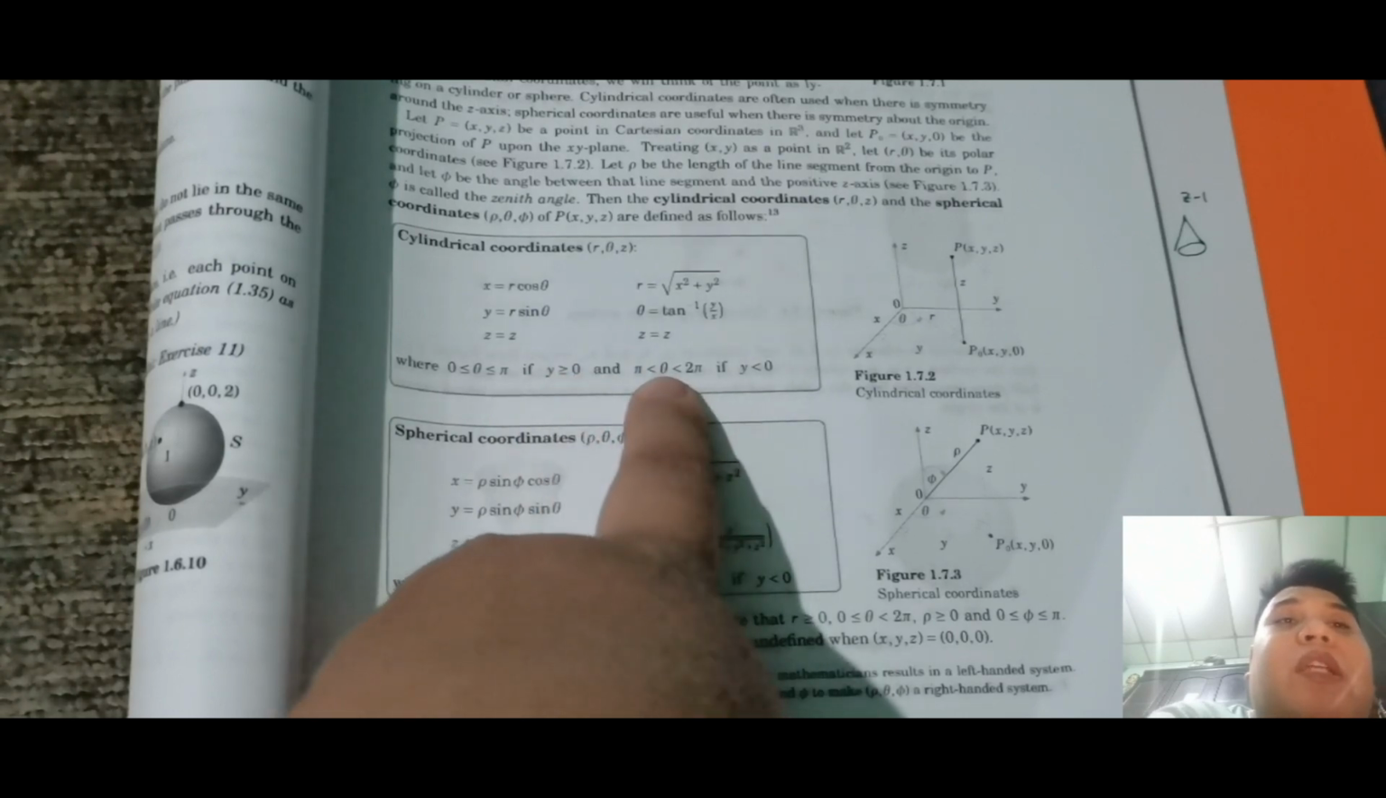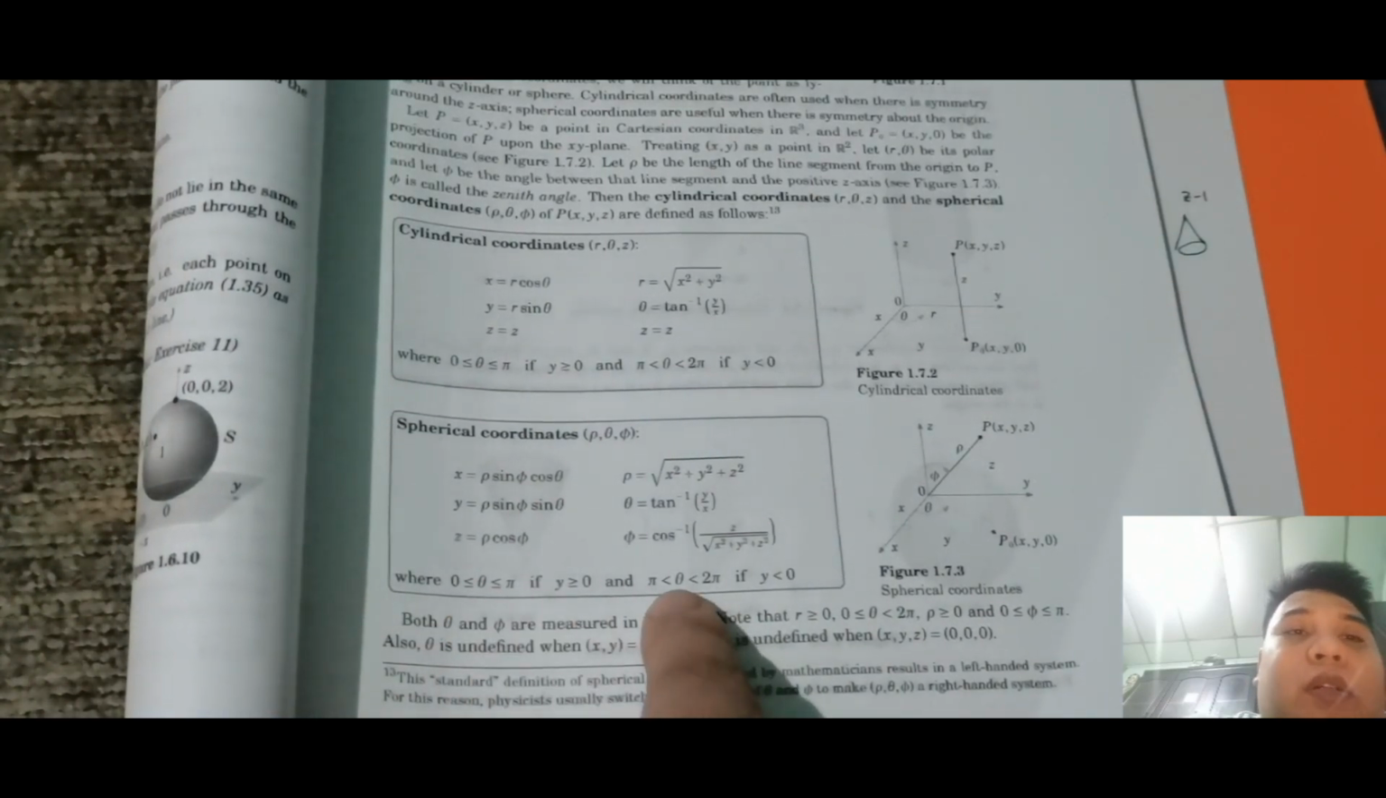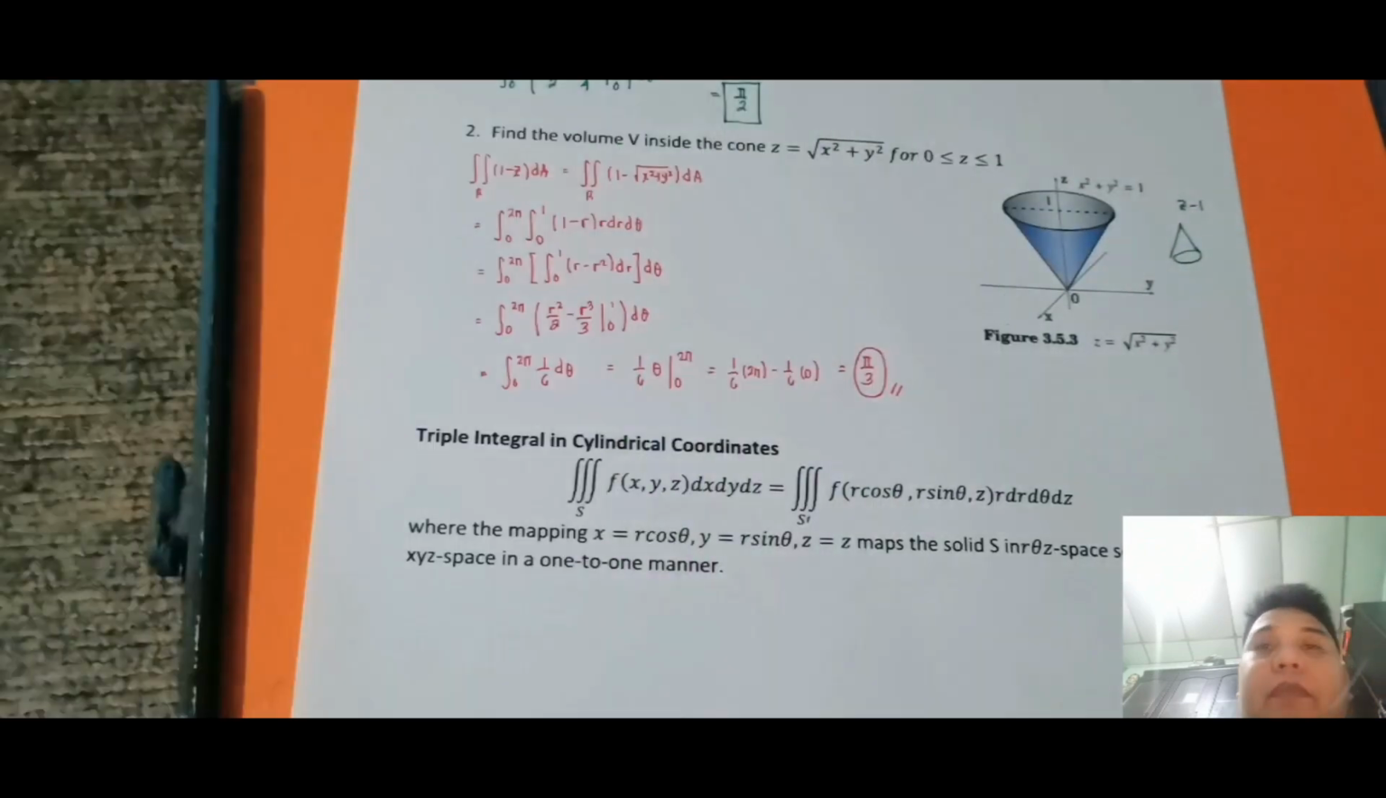So kung napansin mo, ang ikot ng theta is from 0 to pi. Okay, then yung y natin hanggang greater than 0 siya. Tapos yung ikot na isang theta is from pi less than theta less than 2 pi if y is less than 0. So yan, consider mo rin yun yung mga boundary natin. Okay, then dito rin. So ito tatlo syempre. From 0 to pi to 2 pi. Okay, so depende kasi sa binibigay nila.